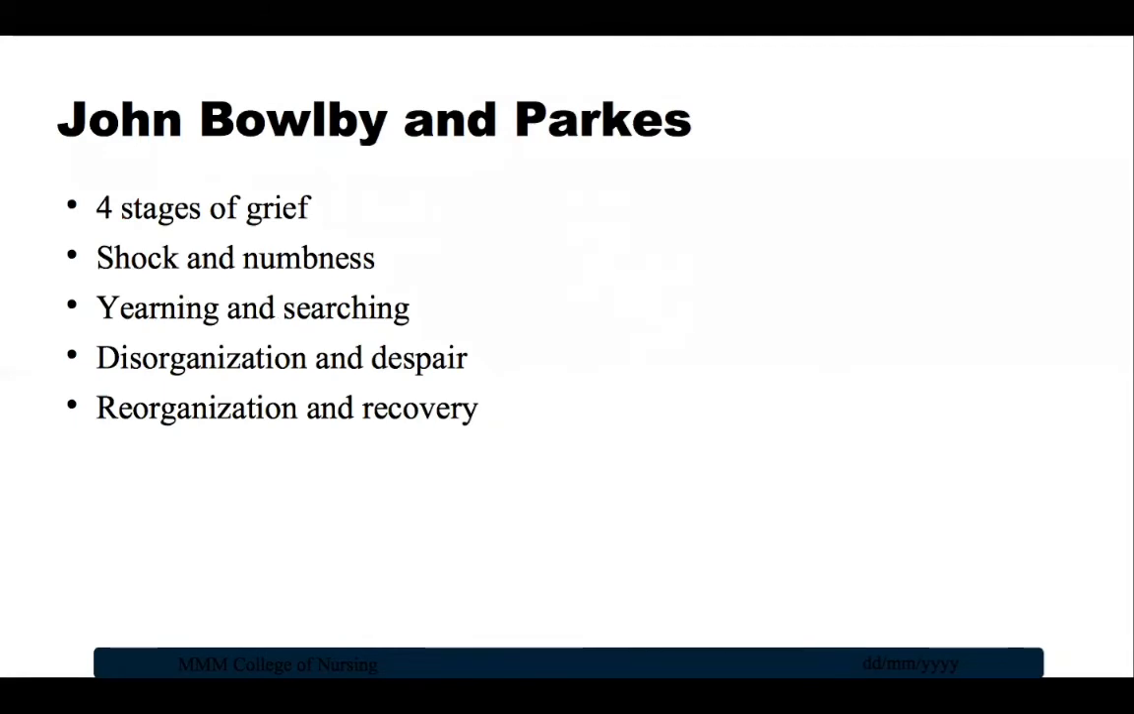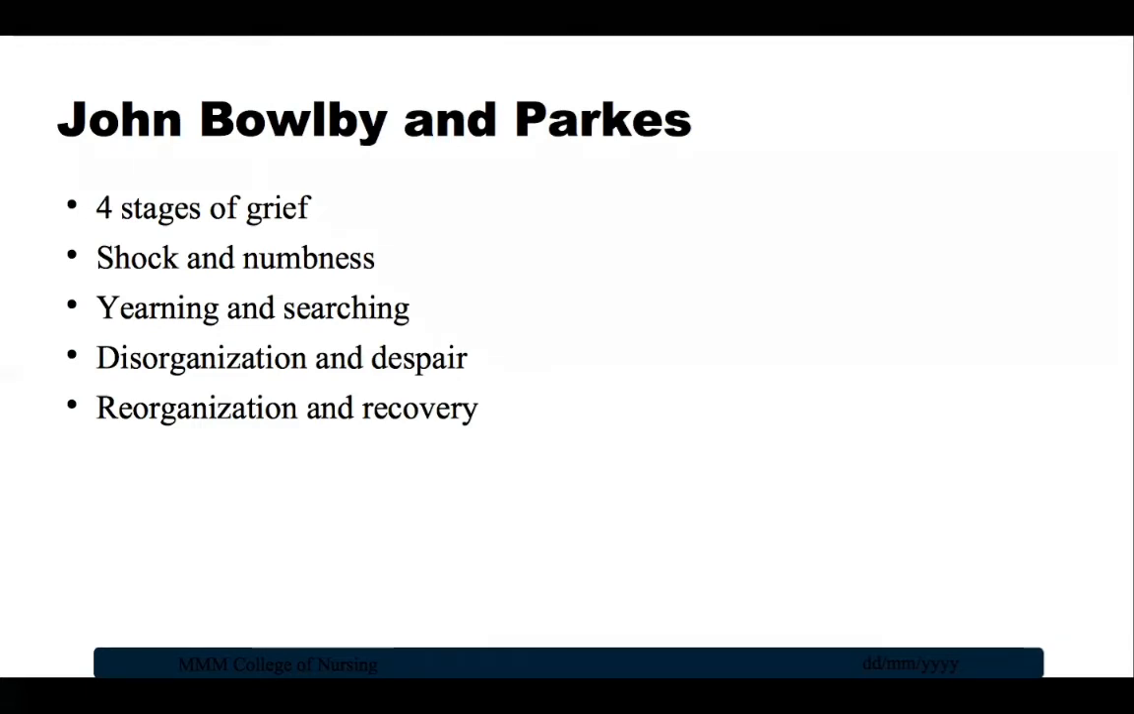Now let us see John Bowlby and Parkes' stages of grief. They have hypothesized 4 stages in the grief process. They imply that this behavior can be observed in all individuals who have experienced the loss of something or someone of value, even in infants as young as 6 months of age. The stages include shock and numbness. This is the initial phase immediately following the loss of a loved one. The shock and numbness are attributed to not being ready to accept the reality of loss. According to Parkes and Bowlby, this phase is a self-defense mechanism that allows a person to cope immediately after learning about a loss.